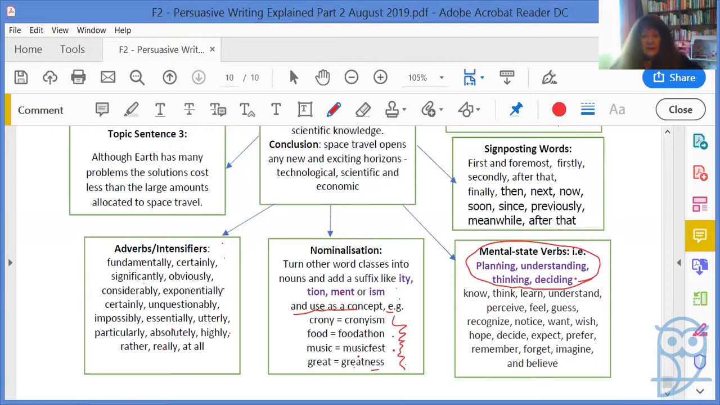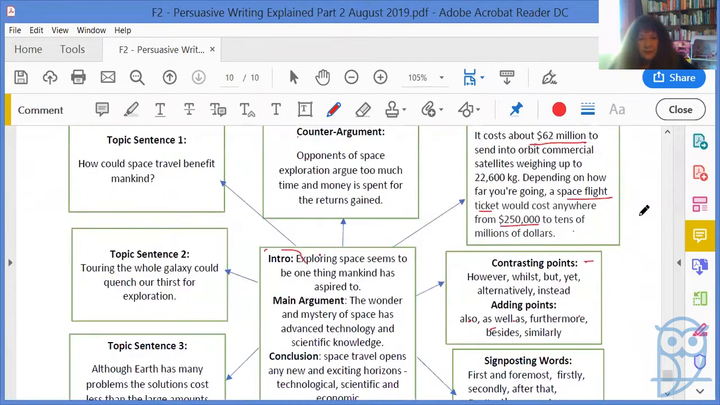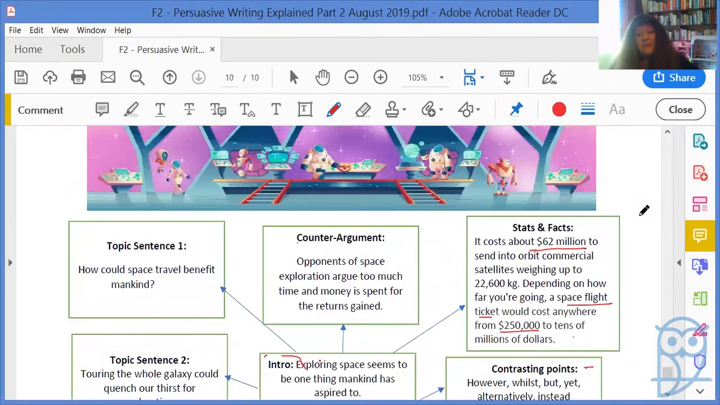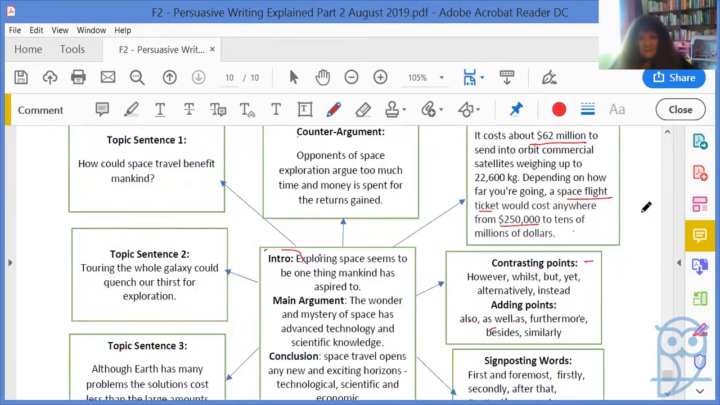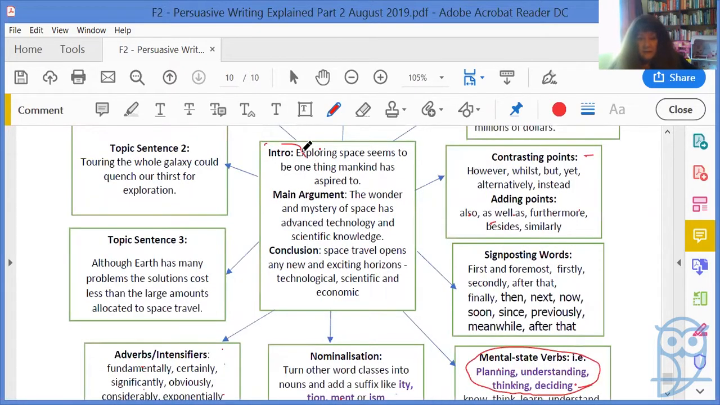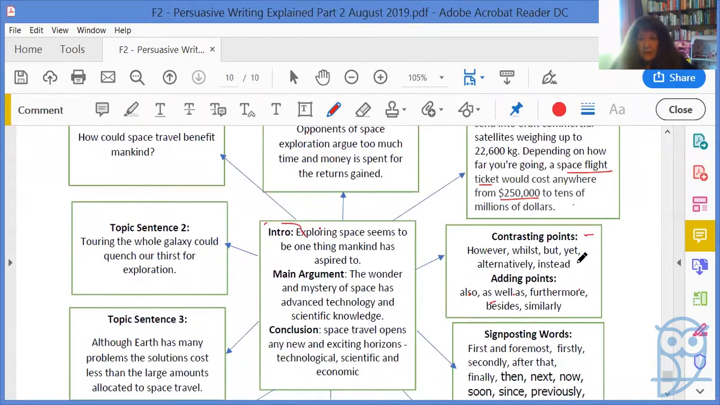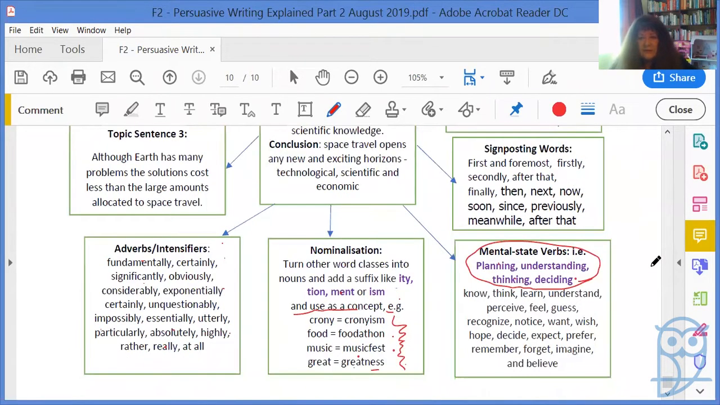So this is the kind of thing you should be doing before you write an assignment or essay. Get all the information together in one place. And then, as I say, it's just a matter of doing a draft copy, and then finally write out your final copy. So in fact, if you copy this very spider diagram, you can use a lot of it for every single essay, because you need your intro, main argument, conclusion, topic sentences, adverbs, stats and facts, contrasting, signposting words, etc.